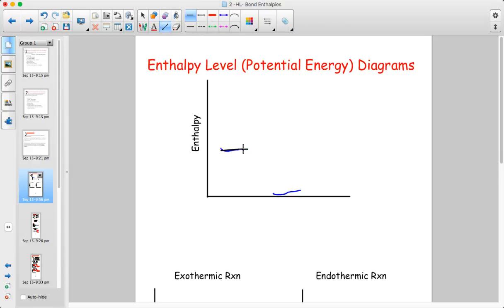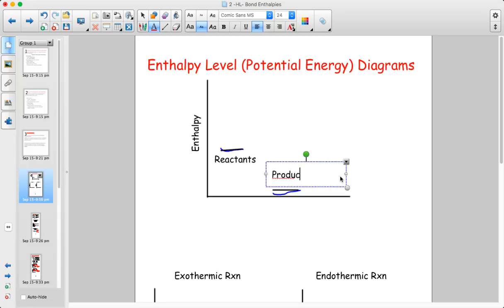But in any enthalpy level diagram, you're going to have a line that represents reactants, and you're going to have a line that represents products.